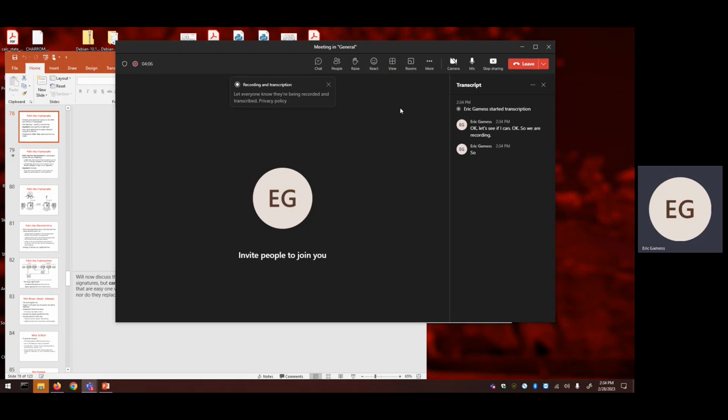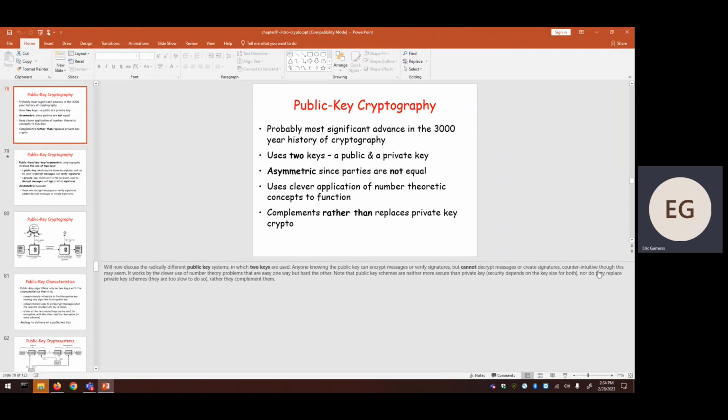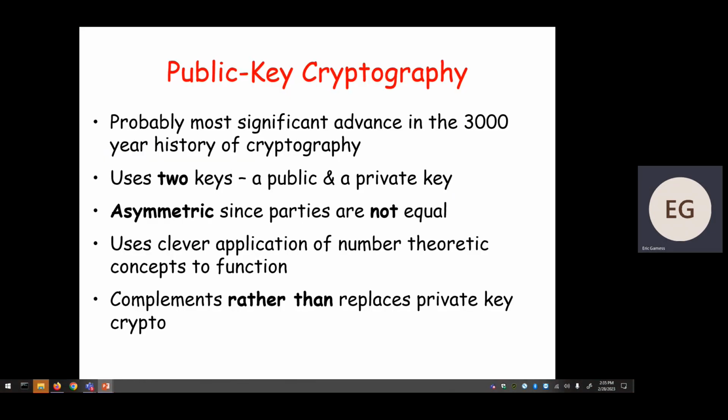So today we are going to see a little more about public key cryptography. We already made an important introduction, but I'm going to talk about it a little more. Public key cryptography has been something significant. It's maybe one of the most significant advances in the last 3,000 years in the history of cryptography.